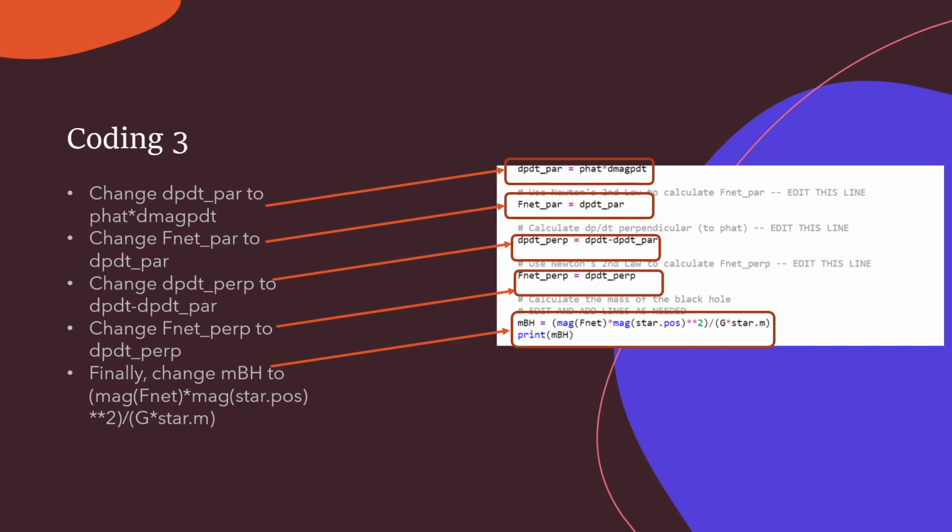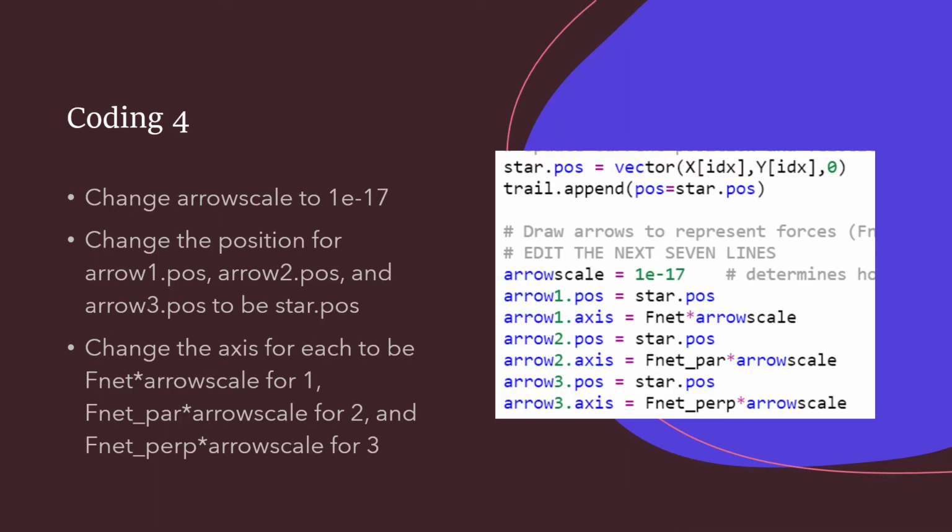So the mass of the black hole was just the magnitude of the net force times the magnitude of the star's position squared all over G, the gravitational constant, times the mass of the star, which is just a reworking of Newton's universal law of gravitation. And then finally here, I just have some arrow scale things. I changed the arrow scale to be 1 times 10 to the negative 17th. I changed the position for each of the arrows to be at the star's position. And then the axis for the first arrow was the F net times arrow scale. The axis for the second arrow was F net parallel times arrow scale. And the axis for the third was perpendicular times the arrow scale.